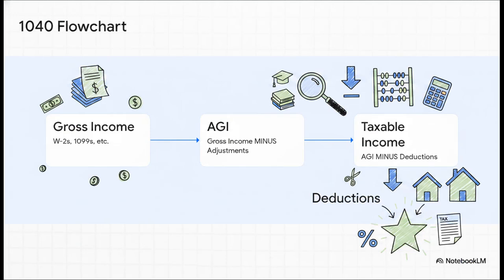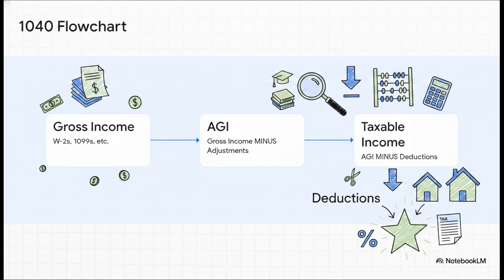Let's pull back the curtain for a second on what that tax software is actually doing in the background. It's really just a logical, step-by-step math problem. Step 1, the software totals up all that gross income we just talked about, the W-2s and the 1099s. Step 2, it subtracts any adjustments. These are specific things, like educator expenses or student loan interest. That bit of math gives us a critical milestone number called AGI, or adjusted gross income.